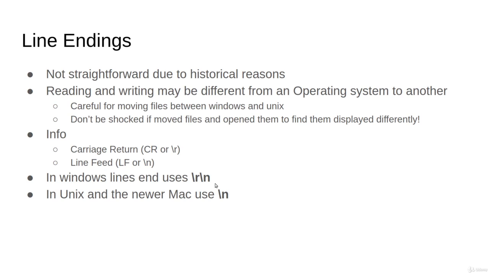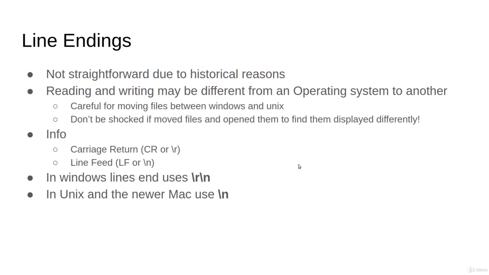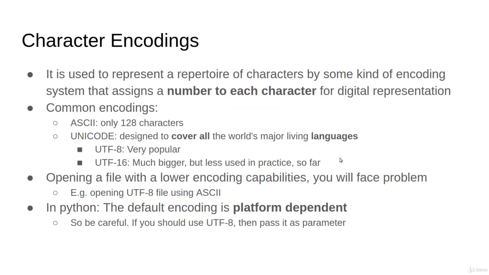As you see, there are some differences here, which is why you might notice differences in viewing some files between Windows and Unix. The last thing is the character encoding. Character encoding is our way to represent the different characters.